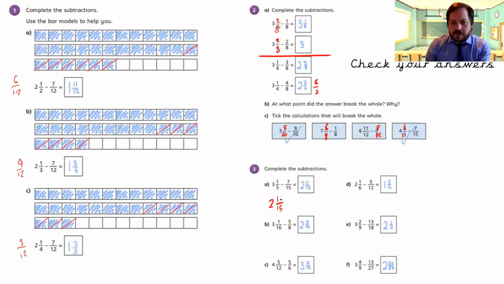15 and 3, sorry, 18. Then we can minus the 7 and get that. This way we have to make sure we've got this in terms of 16ths first. So we times it by 2 is 10. We don't have enough. So again, we break the whole, take one whole out, that becomes 16 16ths, plus the 1 is 17 16ths. Then we can do our subtraction and we get the answer here.